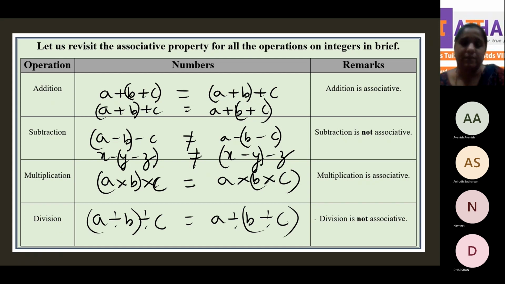This will not be the same. So all this we will understand later. So addition is associative on integers. Subtraction is not associative. Multiplication is associative. Division is not associative.